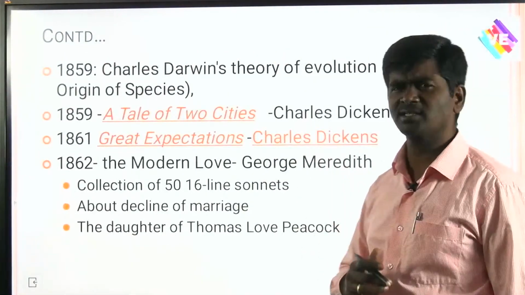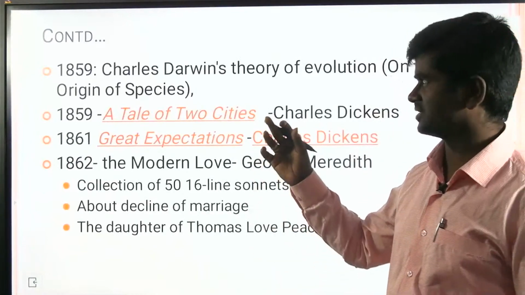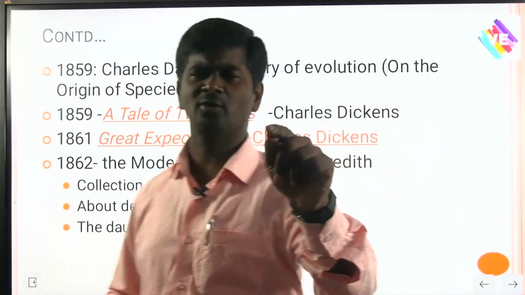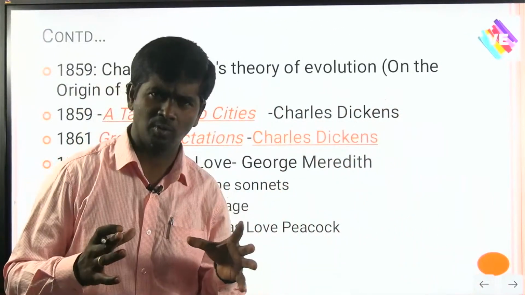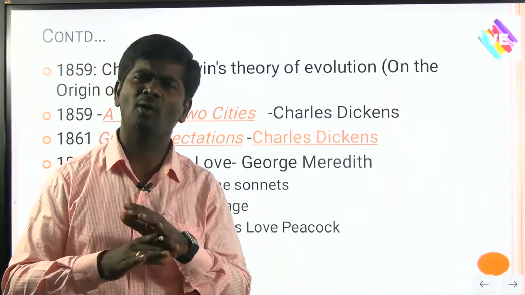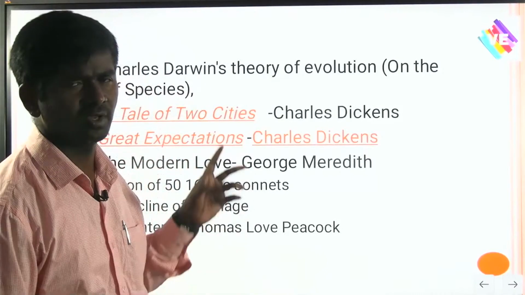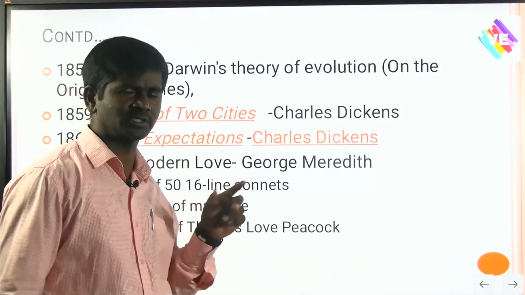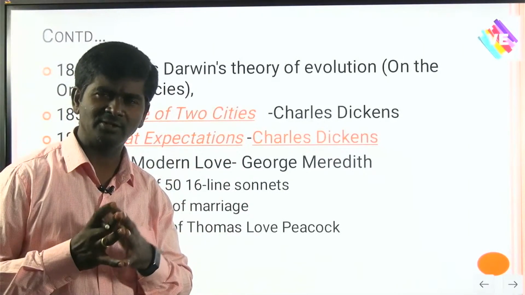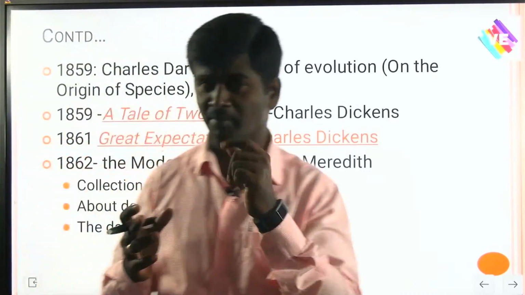And 1859, Charles Darwin's theory, as you are aware, On the Origin of Species, popularized by Charles Darwin. 1859, A Tale of Two Cities. It's a wonderful novel that talks about the French Revolution, how the people of France revolted against the kings and killed all of them in 1789 during the French Revolution. That's the story of French and A Tale of Two Cities, London and Paris. And this novel figures in London and Paris, 2 settings, and a historical novel, my friends, remember.